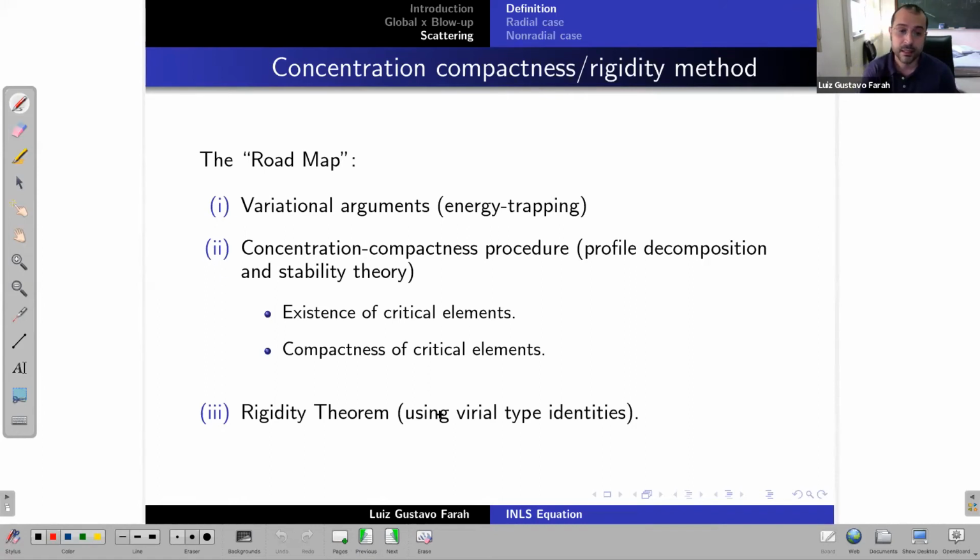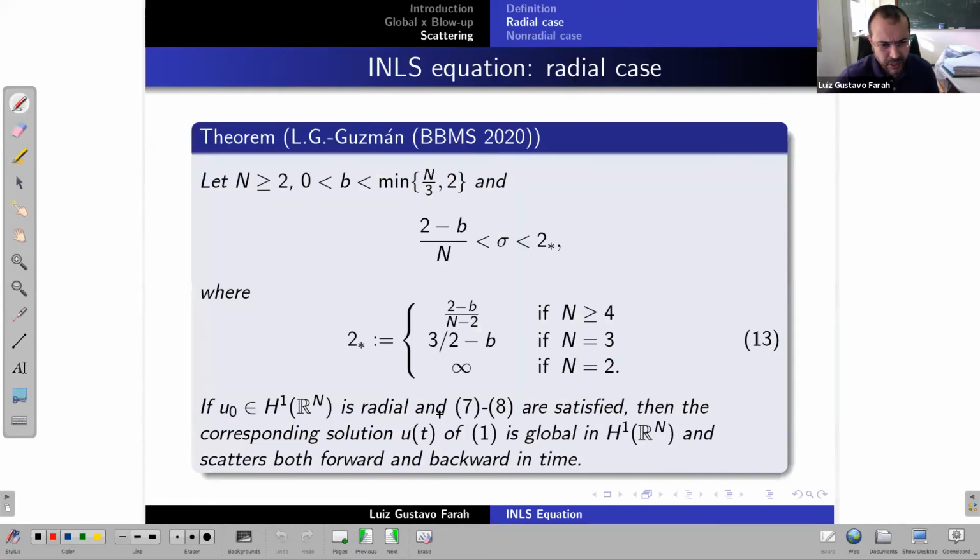theorem that says that these type of solutions cannot exist, okay? And somehow this rigidity theorem uses these virial type identities that I showed you before, right? So let's recall the first result, or this is the second result for the INLS model regarding this scattering theory.